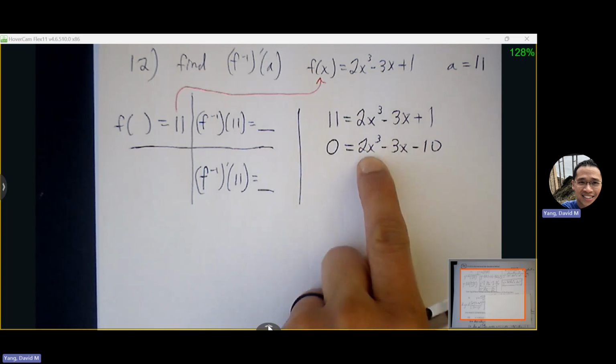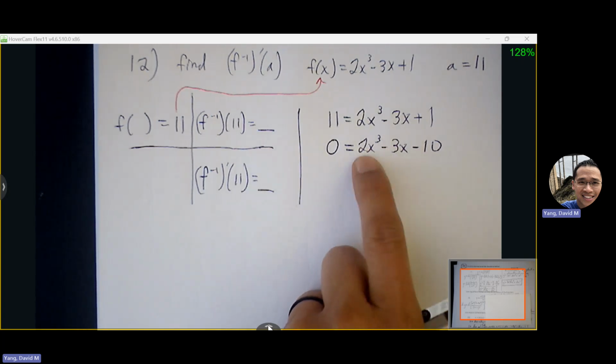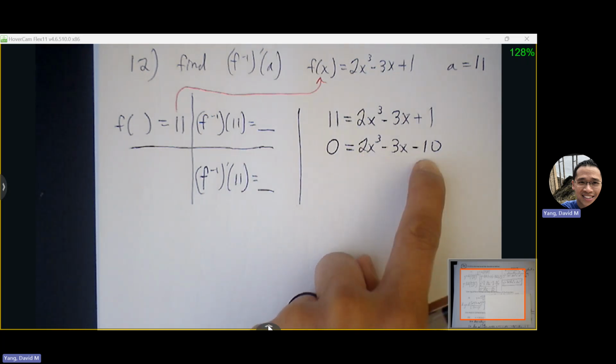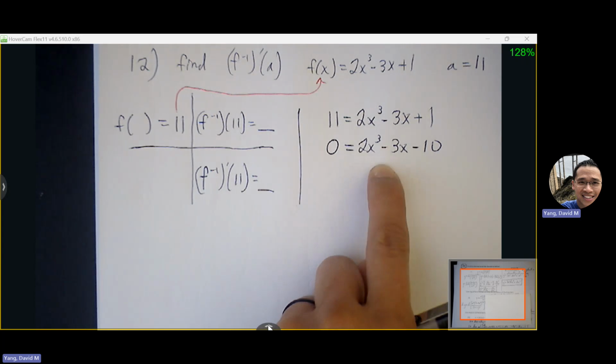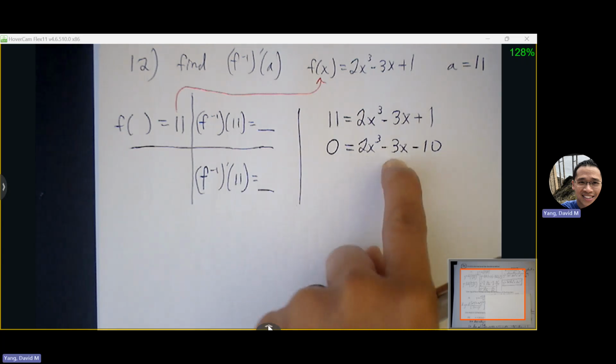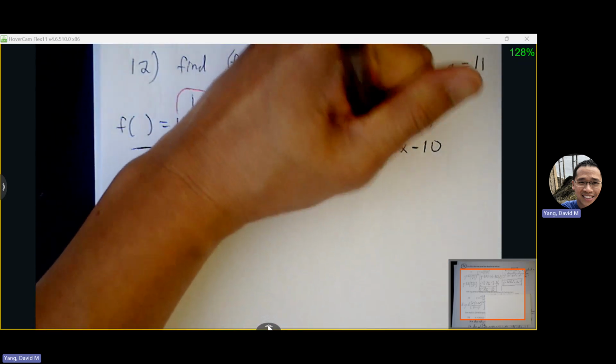Let's try 1. 2 minus 3 is -1 minus 10. That's not equal to 0. Try -1. So that's -2 plus 3 minus 10 is not equal to 0 either. Okay, moving on to 2. If I try 2, 2 times 2 cubed, that's 16. 16 minus 3 times 2, 16 minus 6 is 10. 10 minus 10 is 0, so that works. X equals 2. So we found our x value.